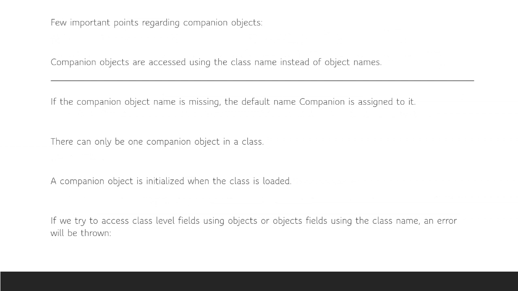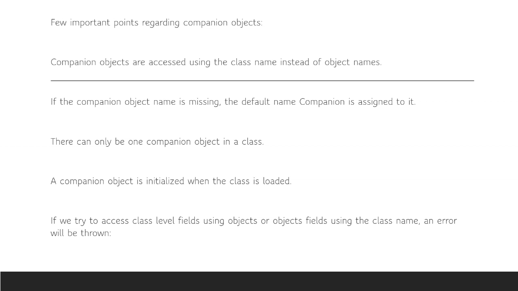Important points we discuss: the companion object is accessed using the class name instead of the object name. If the companion object name is missing, the default name Companion is assigned to it. And there can also be a companion object in a class. A companion object is initialized when the class is loaded. If we try to access class level fields using objects, an error will be thrown.